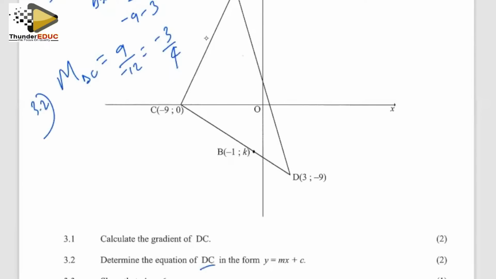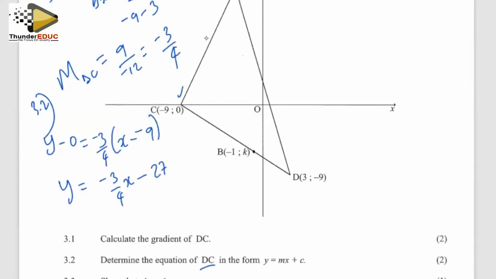So I can use point C and say that y minus 0 is equal to -3 over 4 into x minus -9. So y is going to be -3 over 4 x, that's going to be a plus, and then now a minus 27 over 4. That's 3.2. And then 3.3, they want us to show that k is -6.